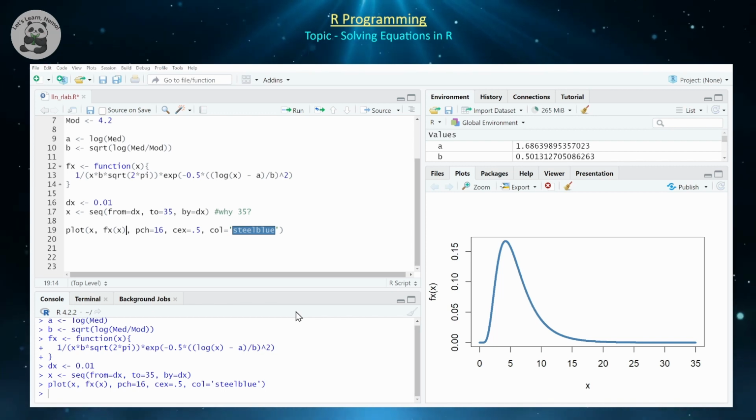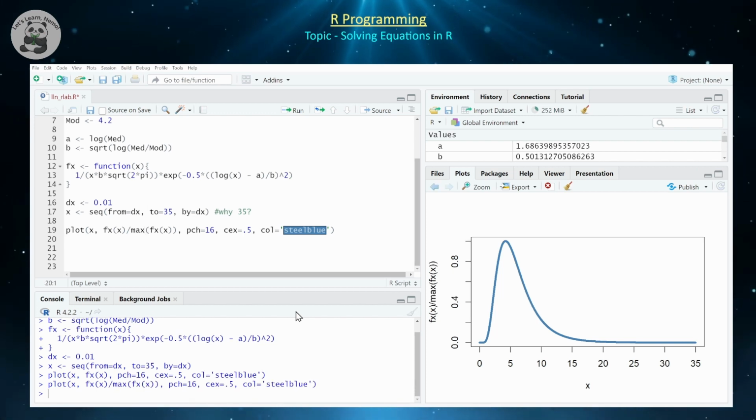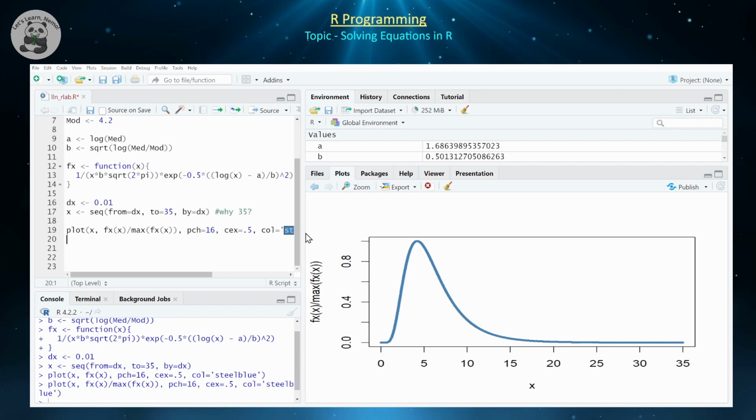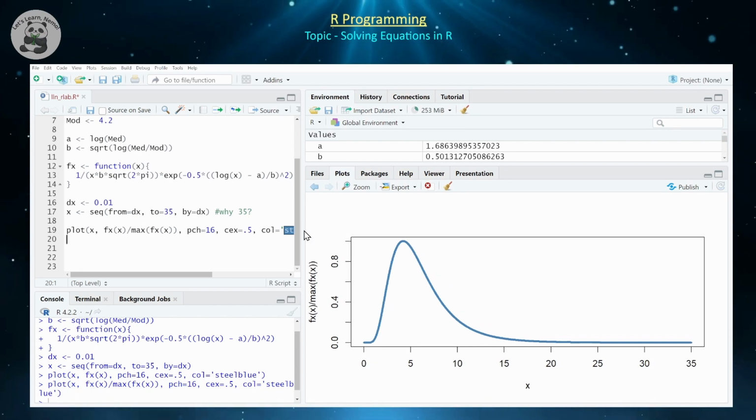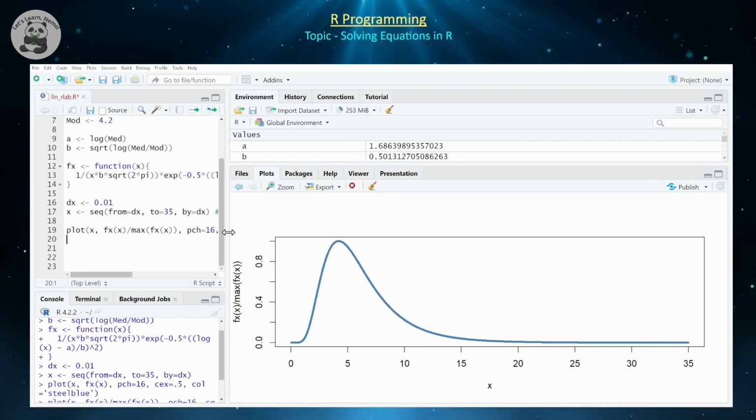So what I'm going to do is divide by the maximum value of fx of x, and that's going to make the maximum value of this graph always equal to 1. And as you can see, it does exactly that. So once I have that there, notice that in this particular graph, I do have a bunch of points that are very close together.